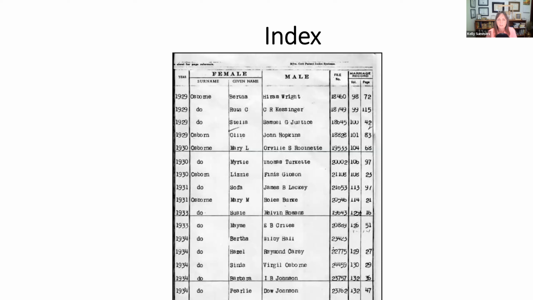Here we have an index to marriage records. Again, this is helpful, but we always want to get to the actual original record. In this case, we would want to get to the marriage record.